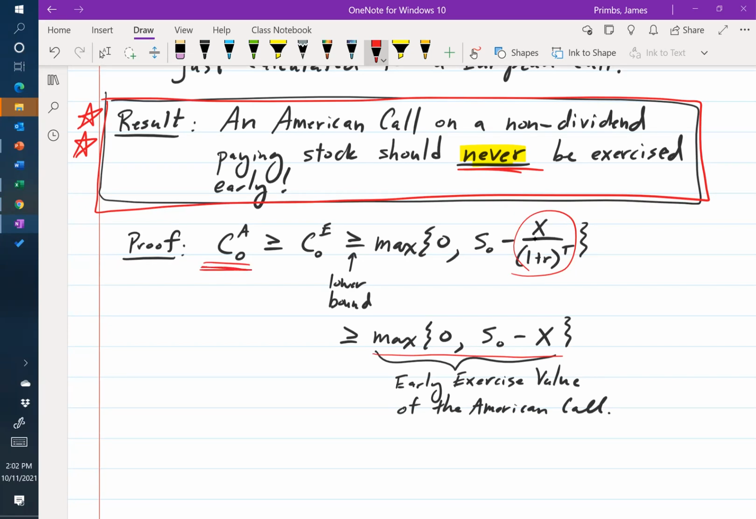What do I associate with this value? This value is how much I can sell it for in the market. That's the price, the premium that you will see for it in the market. That's always more than if you exercise it. And that's what our result is saying. Look, it's always better for you to just sell your American call in the market. That is always a better idea than to exercise it. So note another way to think about this: what did we call this value? This is the intrinsic value or the exercise value. That was the intrinsic value of the option.